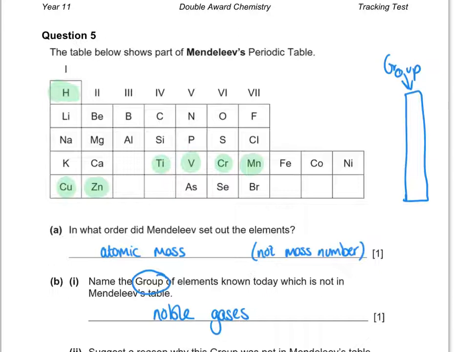Again, those are fine where they are essentially now in our central block, in the transition block, but they are over there on their own and not in a group number. So those are fine there. So your best answers are the ones I've highlighted there: hydrogen, copper, zinc, titanium, vanadium, chromium or manganese.